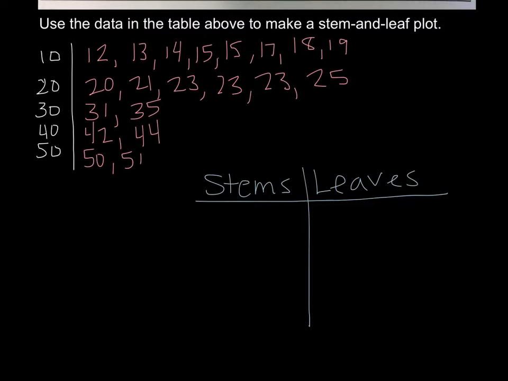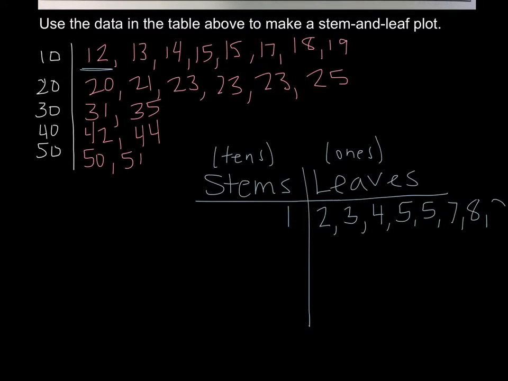Okay, so I have the number 12. How this is going to work is I'm going to put a 1 right here, which means this is like our 10s and our 1s. So I have the number 12, I have the number 13, 14, 15, 15, 17, 18, and 19. So there is my 10s. You can see my 10s digit for all these numbers is a 1, and then I just have to do my 1s digits.